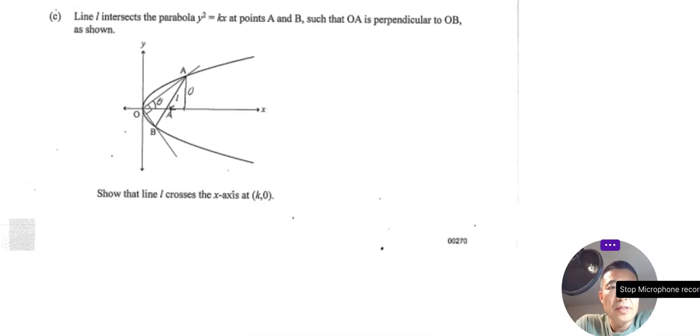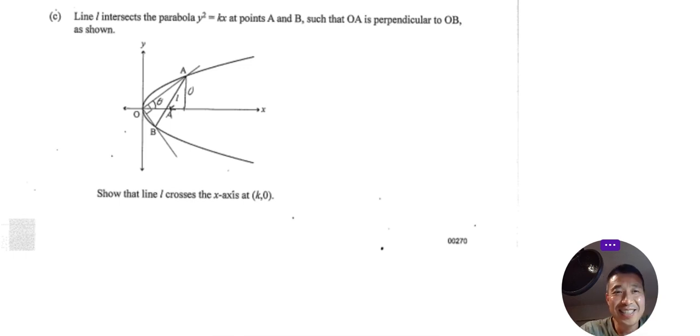We are doing Scholarship Calculus 2023, question 1C. Line L intersects the parabola y squared equals kx at the points A and B, such that OA is perpendicular to OB, as shown. Show that line L crosses the x-axis at (k, 0).